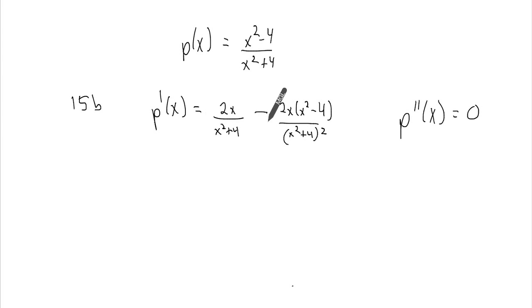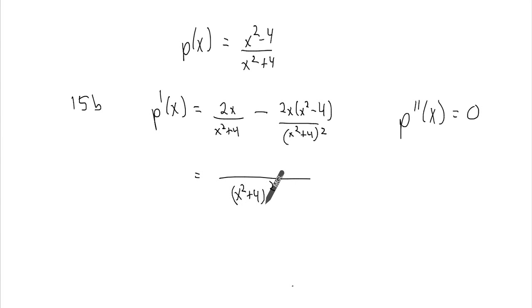So here I have my derivative. Now part B asks for the second derivative equaling 0. Before I do that, I'm going to simplify this a little bit. I can see that I can get a common denominator of x squared plus 4 squared by multiplying this first term by x squared plus 4 on the numerator and denominator.